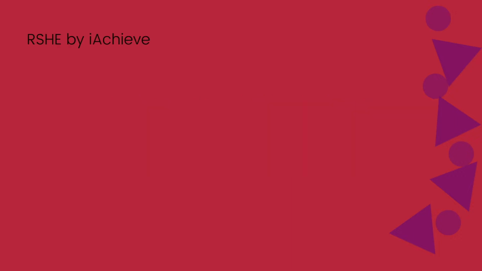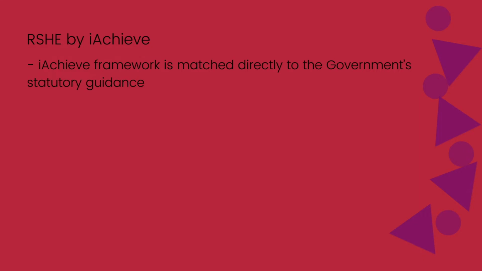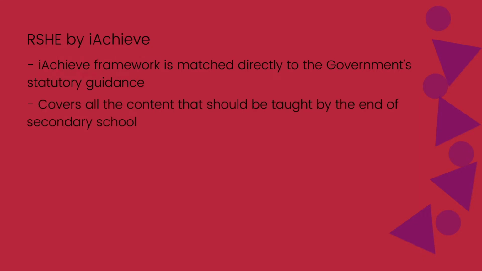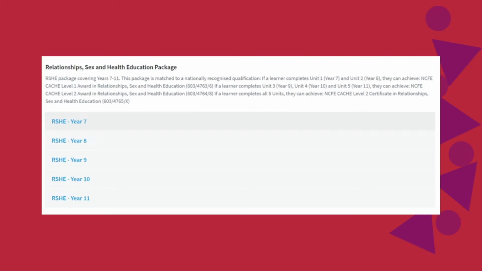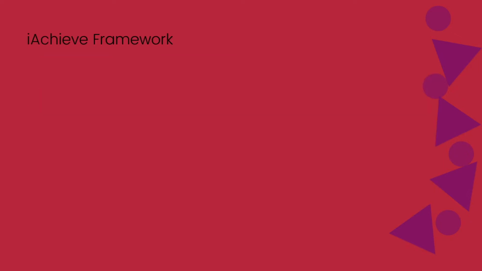The iAchieve framework is matched directly to the government's statutory guidance, covering all the necessary content that should be taught by the time learners leave secondary school. The framework is broken down into 5 units, which covers years 7 to 11. This is 1 unit per year group. The iAchieve framework is not simply about covering the statutory guidance, it's designed to help teachers and schools level up their RSHE provision.